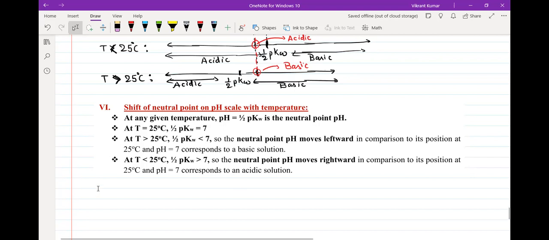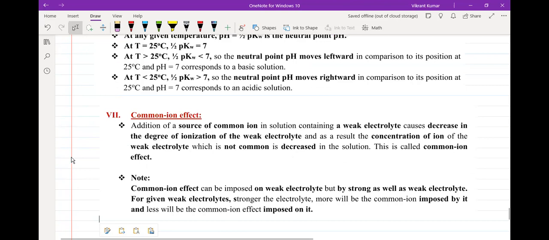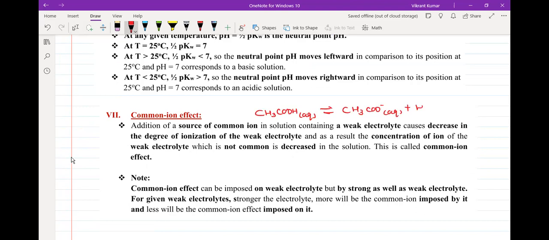So if I say common ion effect, what does it mean? Tell me one thing, if I am having a reaction CH3COOH giving CH3COO minus aqueous plus H plus aqueous, and if I add H plus in this solution, how will it shift, forward or backward?